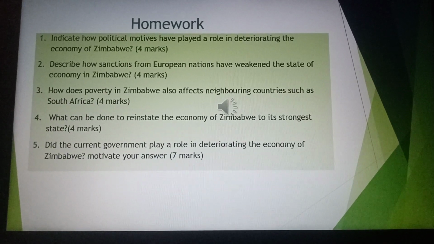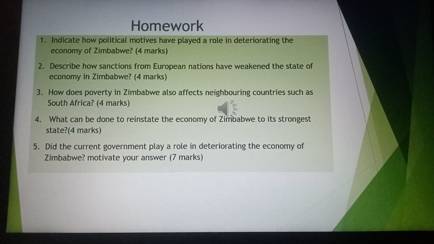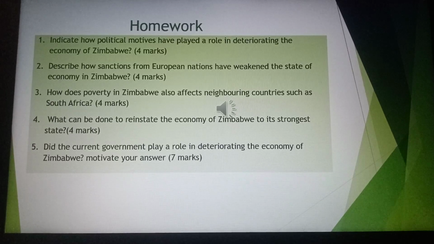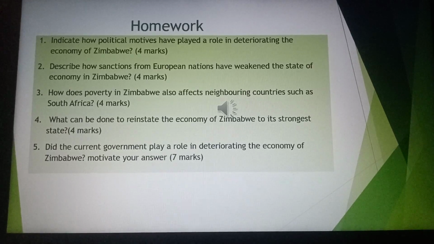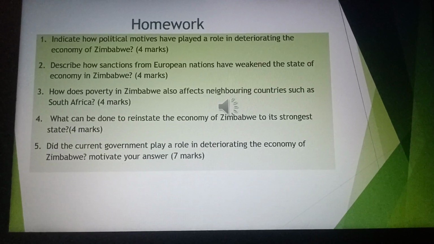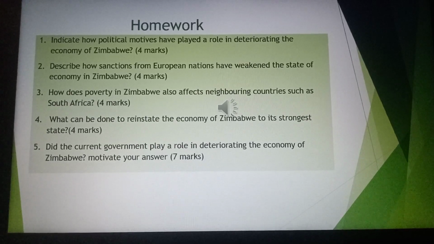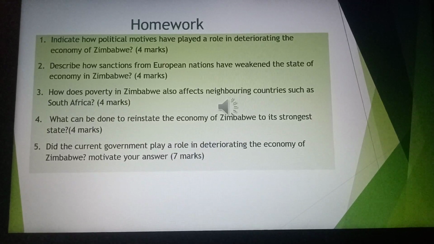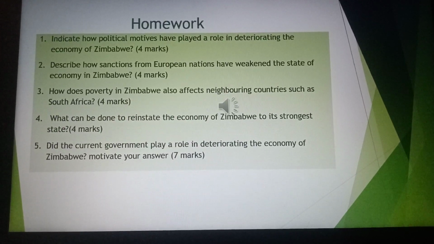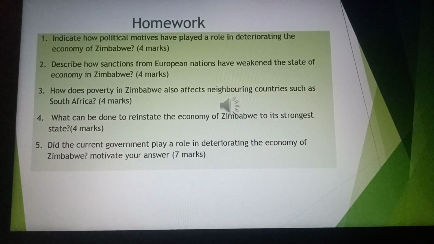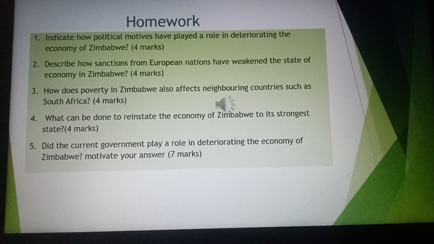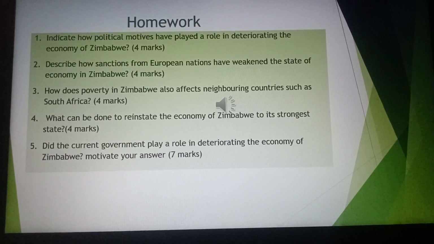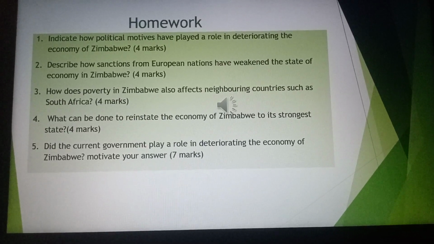The questions of the homework are as follows. Indicate how political motives have played a role in deteriorating the economy of Zimbabwe. The second question is, describe how sanctions from European nations have weakened the state of economy in Zimbabwe. Third question, how does poverty in Zimbabwe also affect neighboring countries such as South Africa? What can be done to reinstate the economy of Zimbabwe to its strongest state? The last question, which is the fifth, is: did the current government play a role in deteriorating the economy of Zimbabwe? Motivate your answer.